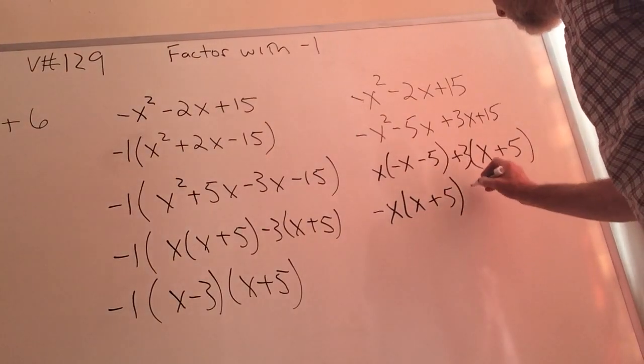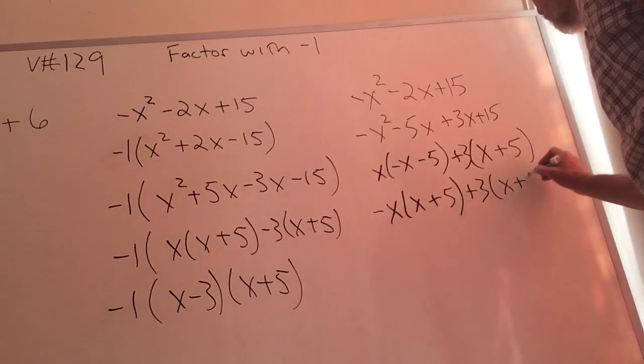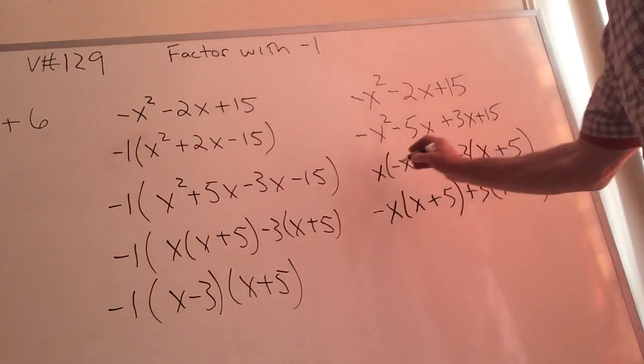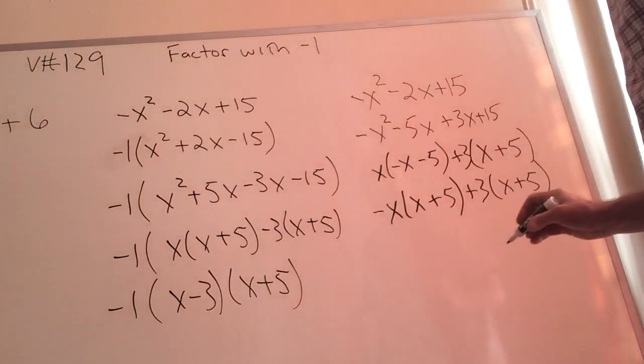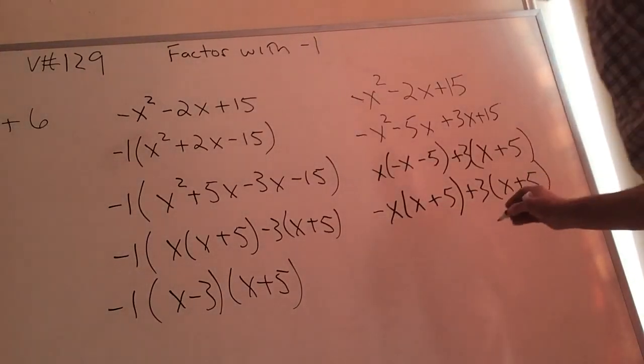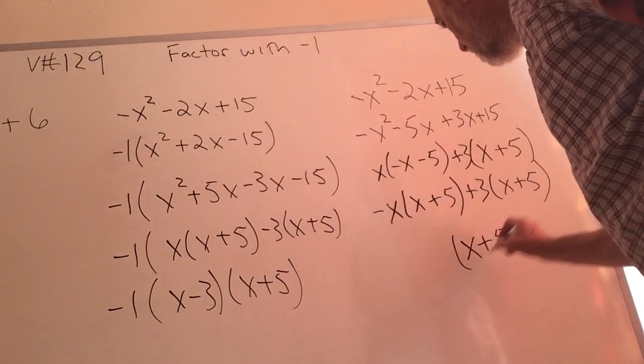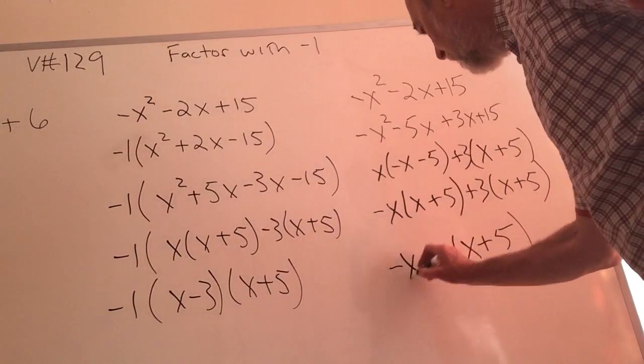I could have skipped this middle step here, but I just want to show you that it's logical, that I could have factored out the x, but you see it's a little better to factor out the negative x. Well, let's see what we got. We got x plus 5 times negative x plus 3.